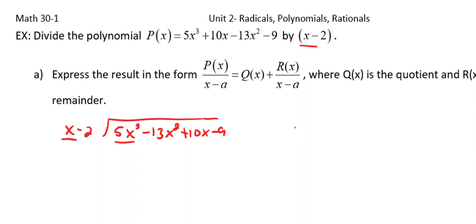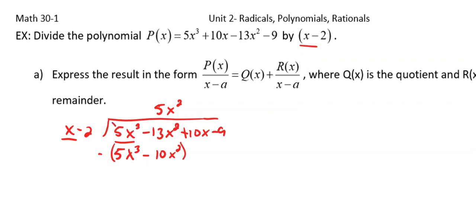Because you can think about it this way too, right? x times 5x squared would be 5x cubed. They go into each other. All right, so 5x squared, and I'm going to put that over the x squared spot. Then I'm going to go 5x squared times my binomial, so that's 5x cubed, which is a good sign, minus 10x squared. And remember that we are subtracting that.